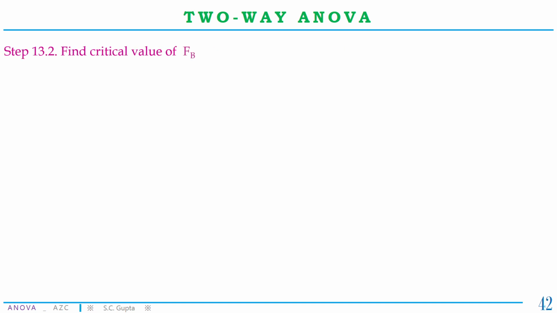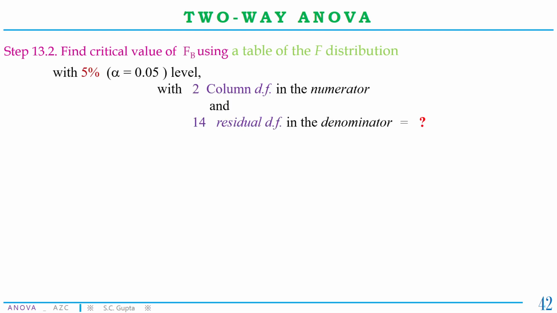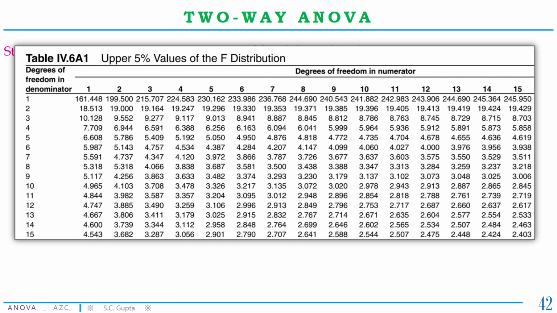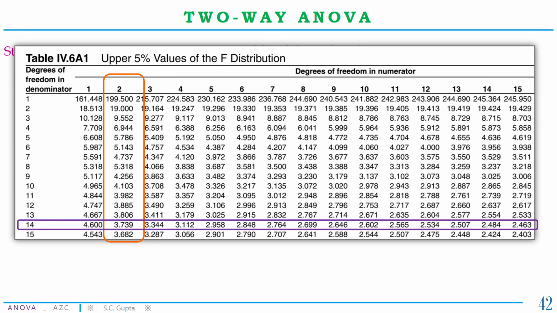Now, find critical value of FB using a table of the F distribution with 5% alpha level, with 2 column degree of freedom in the numerator and 14 residual degree of freedom in the denominator. Let us see the F distribution table with 5% alpha level. For this exercise, column degree of freedom is 2 and residual degree of freedom is 14. So, select 2 in the numerator and 14 in the denominator. Thus, tabulated F-value found is 3.739.